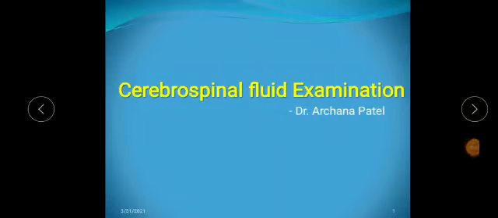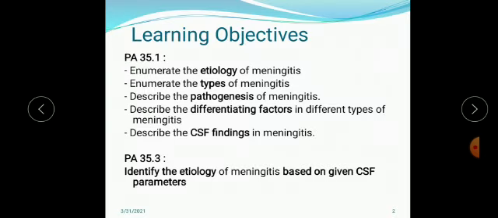Hello everyone. Today the topic of practical session is cerebrospinal fluid examination. So at the end of the session, you should be able to enumerate the etiology of meningitis, various types of meningitis, describe the pathogenesis of meningitis, describe the differentiating factors in different types of meningitis, describe the CSF findings in different types of meningitis, and you should also be able to identify the etiology of meningitis based on the given CSF parameters.